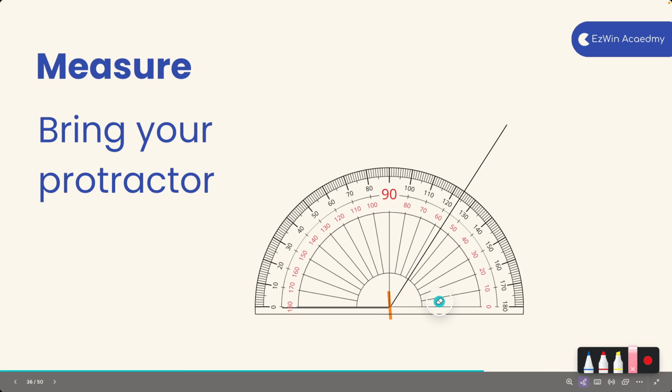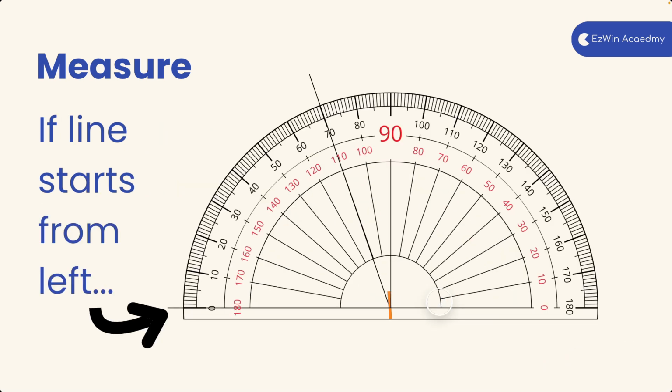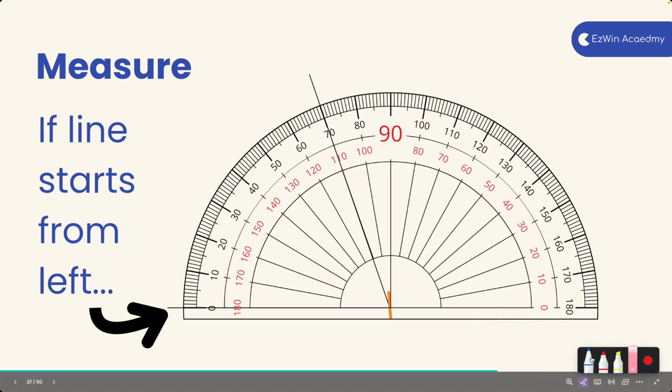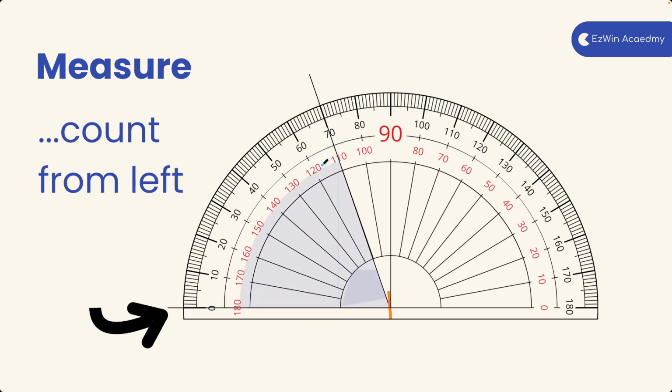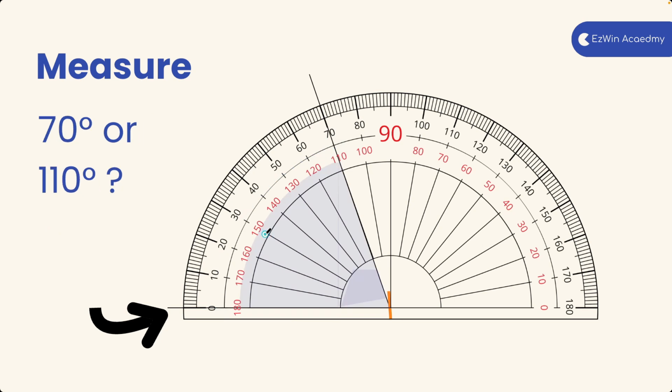Okay. Then the next part is we start from the left, because the line starts from the left, as what you see over here, right? So then we will start from 0, and then we count all the way up here. Okay. Then we count from the left. That's what you see over here. All right. Is this 70 degrees or 110 degrees?